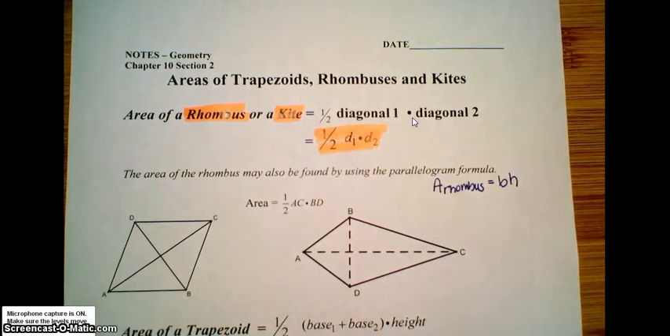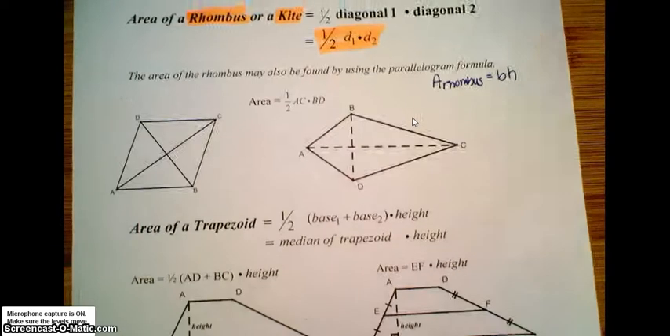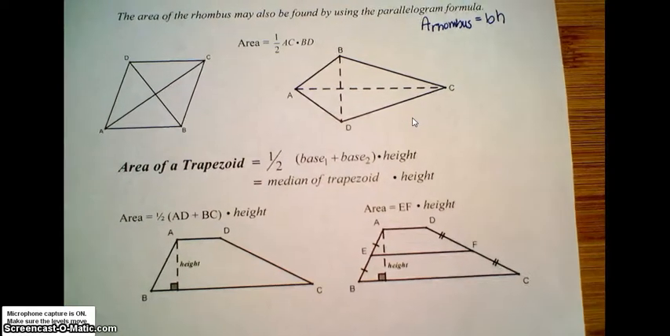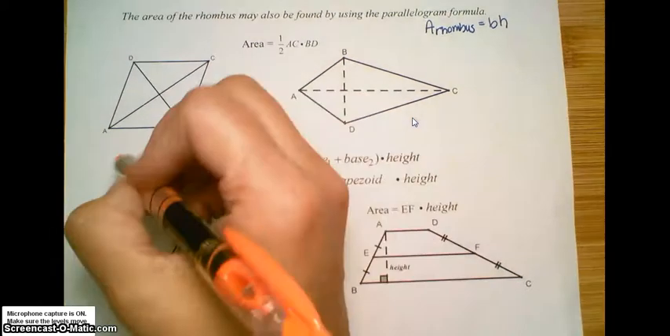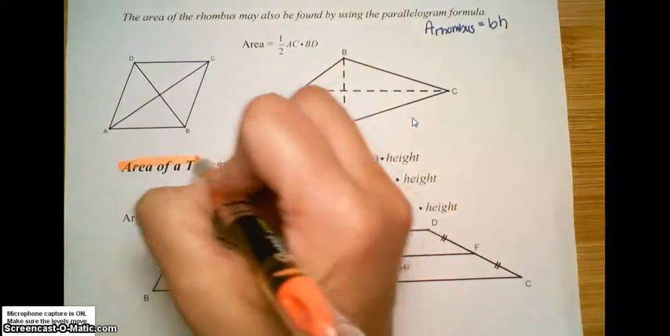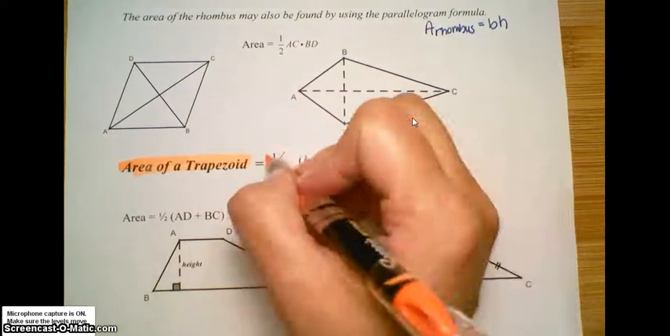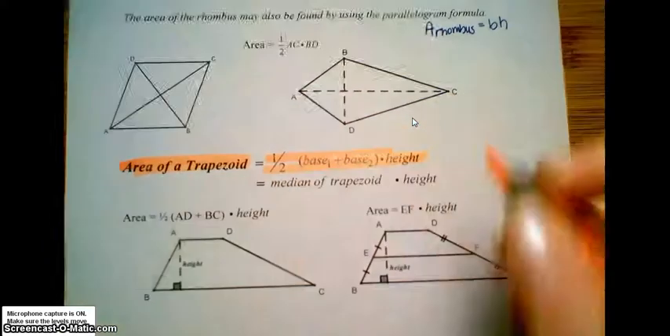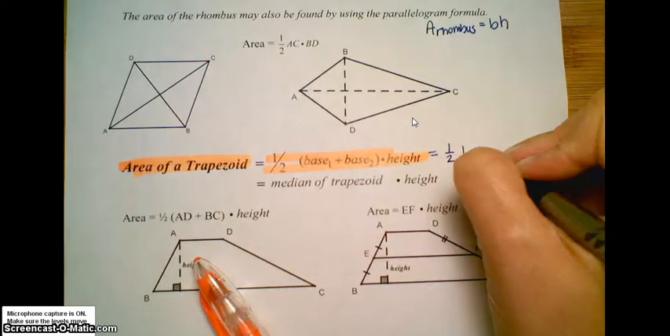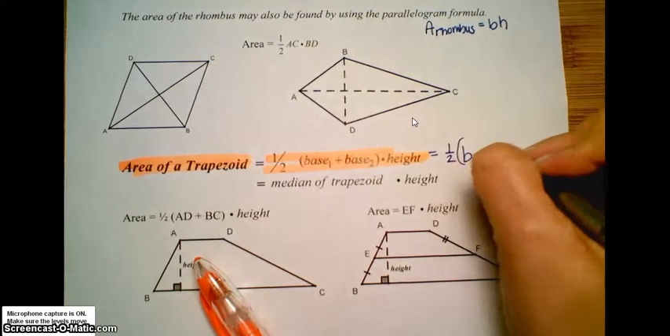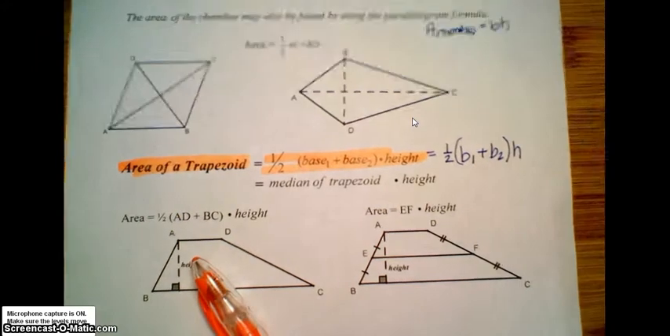Okay, so now we're going to look at the trapezoid formula. The trapezoid formula says that the area of a trapezoid can be found by doing half base 1 plus base 2 times height. And you will see that written out most of the time as half quantity B1 plus B2 times height.